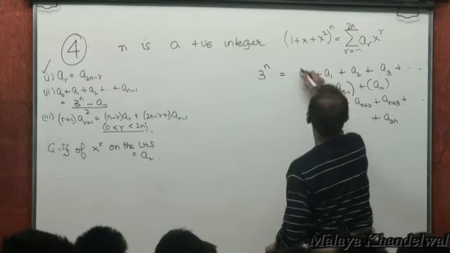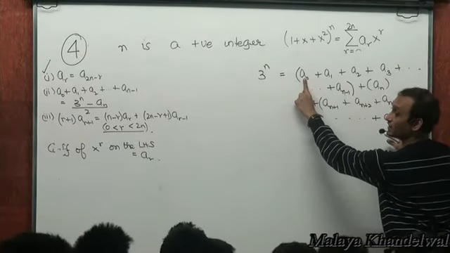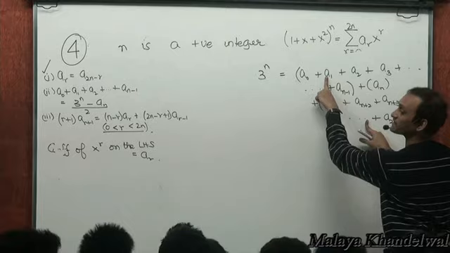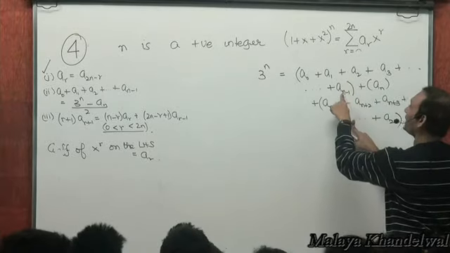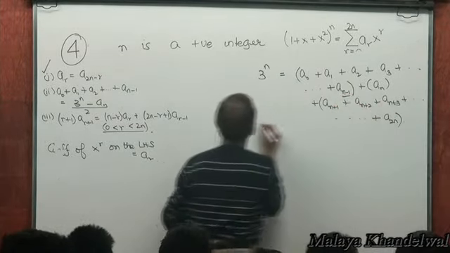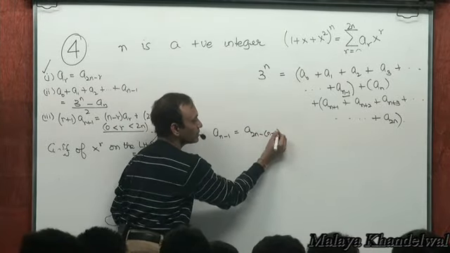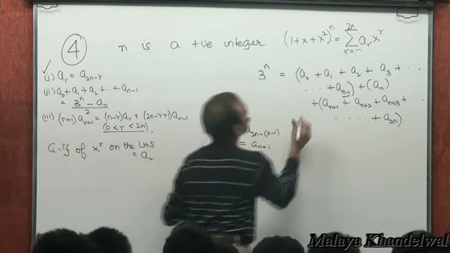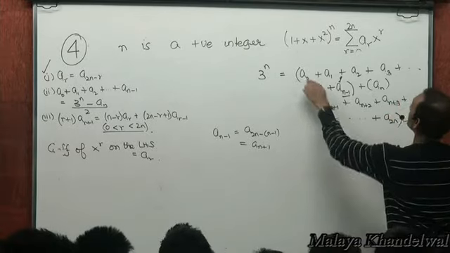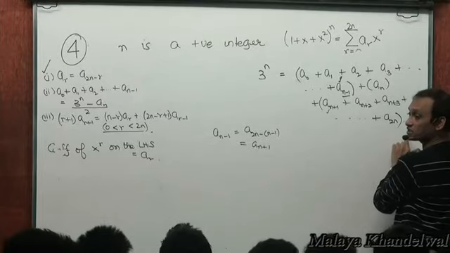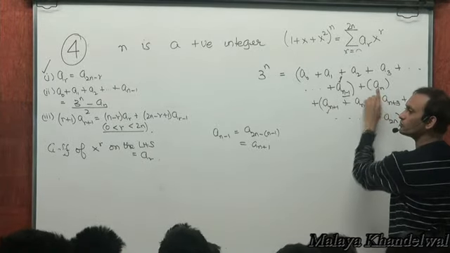Realize that this sum is the same as this sum. Why? Because a naught will be the same as a2n, a1 would be the same as a2n minus 1, a2 would be the same as a2n minus 2, and this last term an minus 1 would have been the same as a2n minus n minus 1, which is an plus 1, right? So this term would have been the same as this term. That means this is the same as this, and an is isolated, left out.